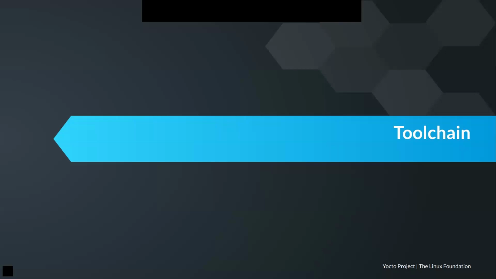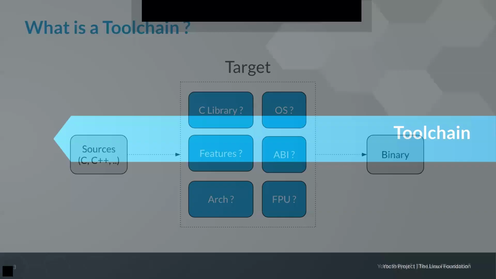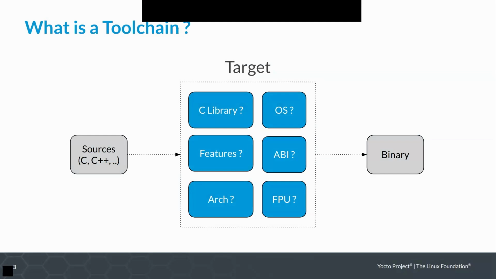So let me start. So first of all, what is a tool chain? This is a very simple presentation about a tool chain. So basically, you have a target and you have sources. The main thing you need to think about is what are the specifications or information about your target. For example, what is the C library used in the system running on the target? What's the operating system? What are the features of the CPU of the target?